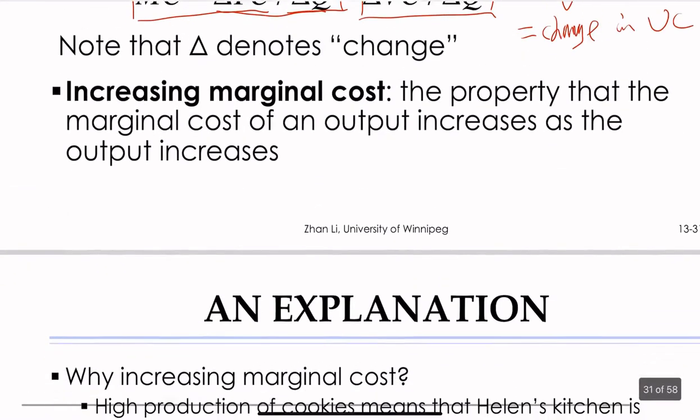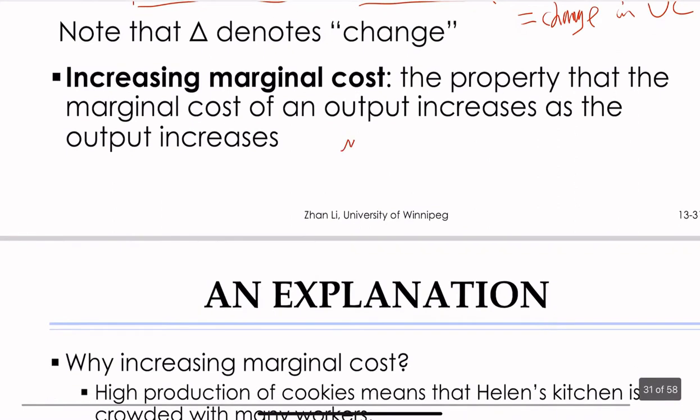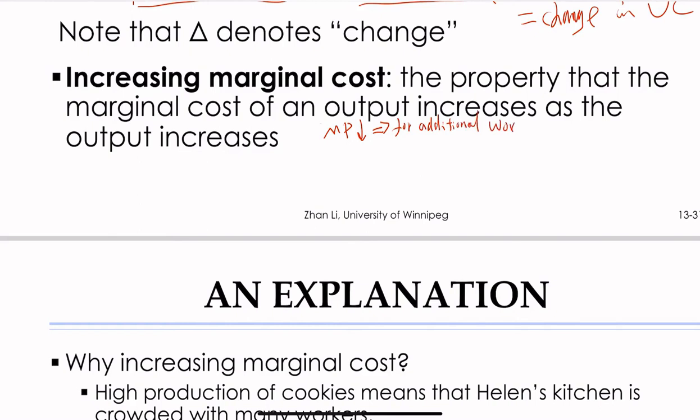So why is this the case? Well, think about this, right? So let's say marginal product is decreasing. What does this mean here? It means that for an additional worker, you get smaller output, right? So that's the definition of marginal product.